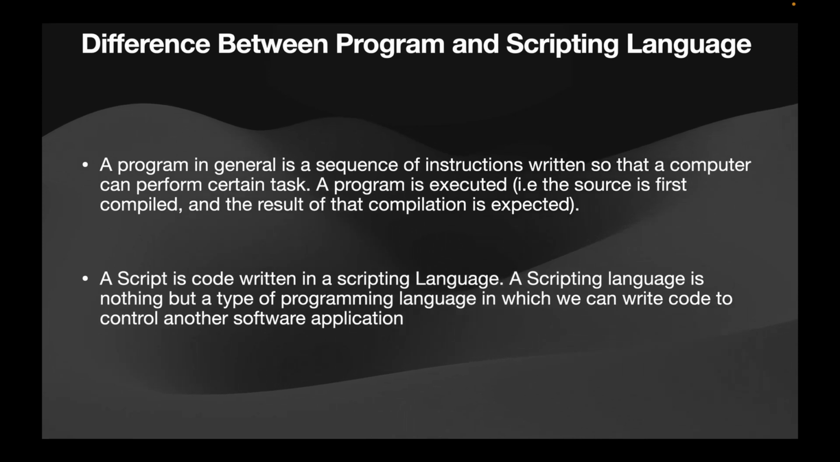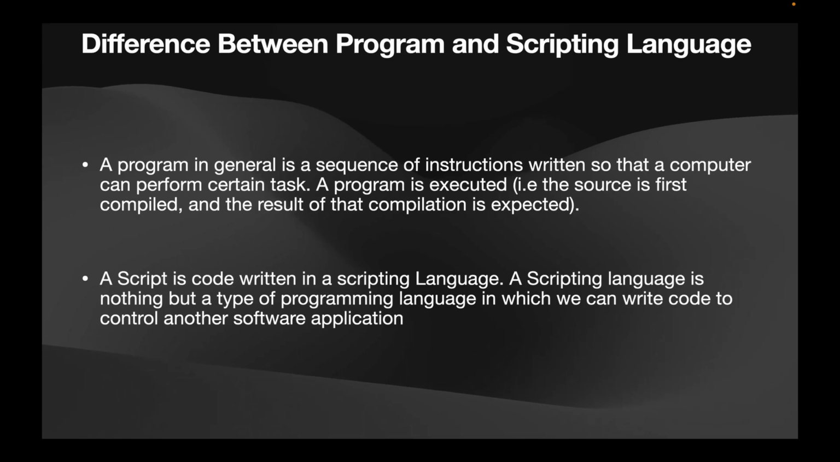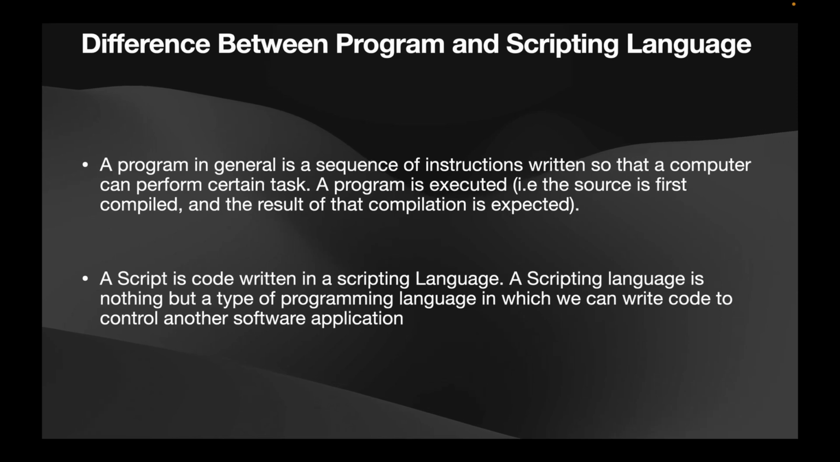But there's a difference between a program and a script. What is a script? A script is code written in a scripting language. We have different scripting languages, and they include Python, TypeScript, JavaScript, and so on. A scripting language is a type of programming language in which you can write code to control another software application. So a scripting language is a programming language, but you write a script to control another software.